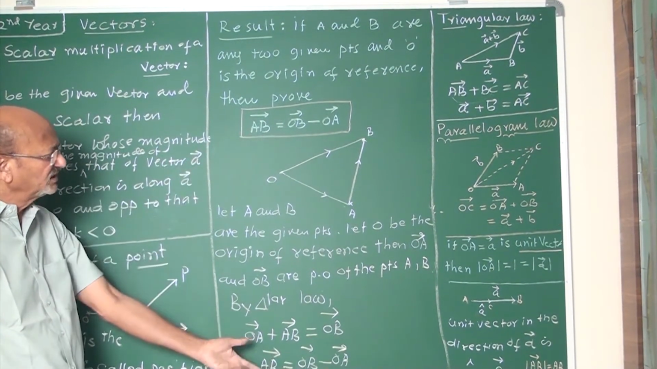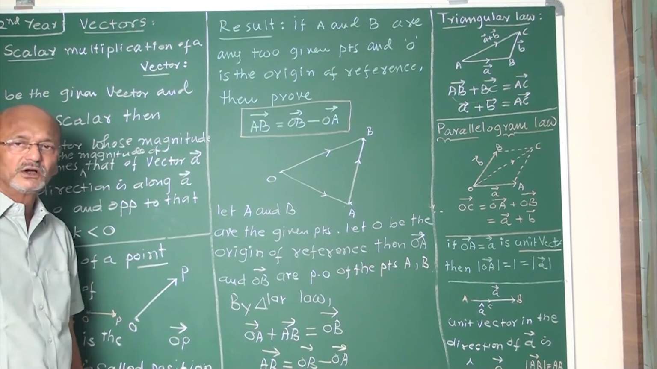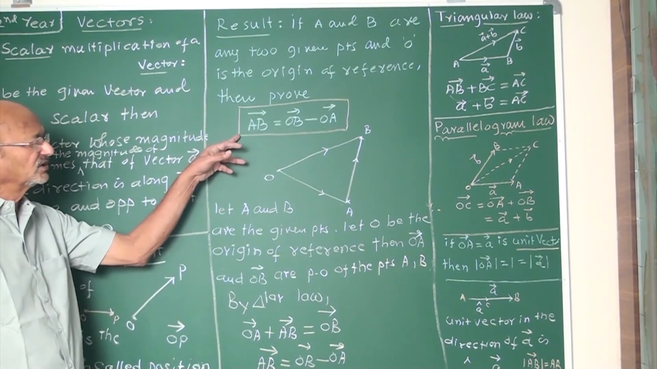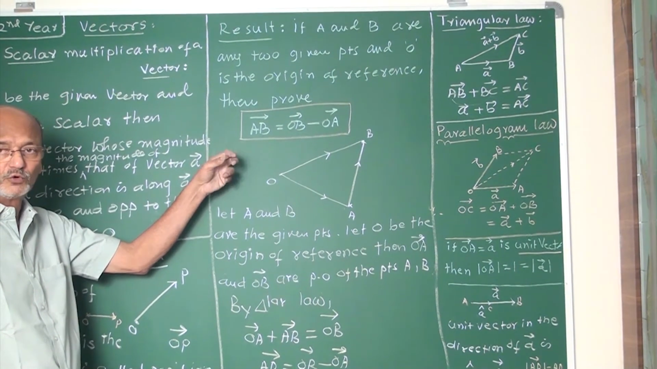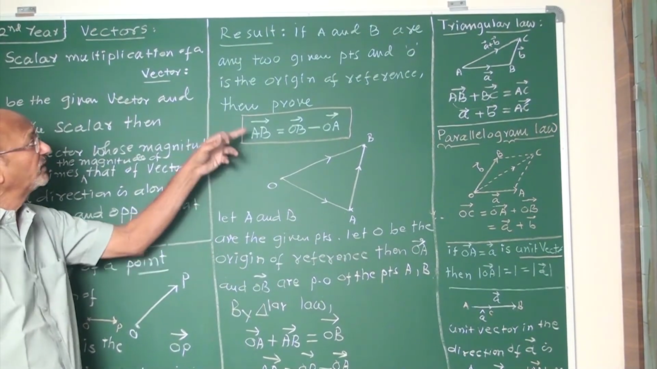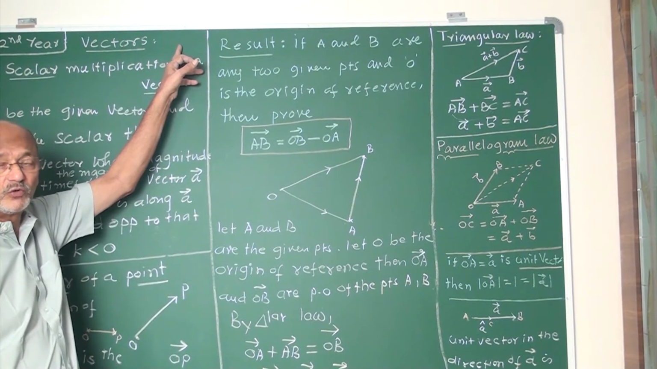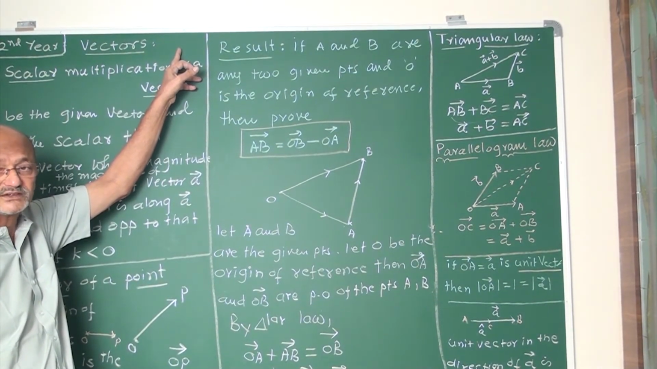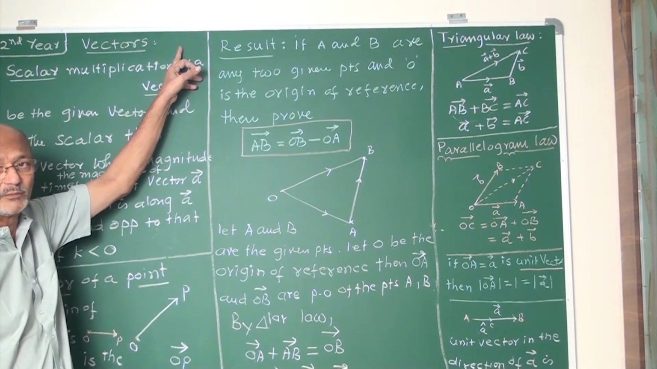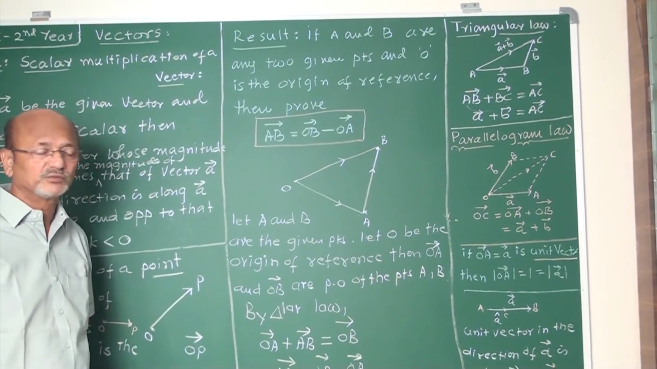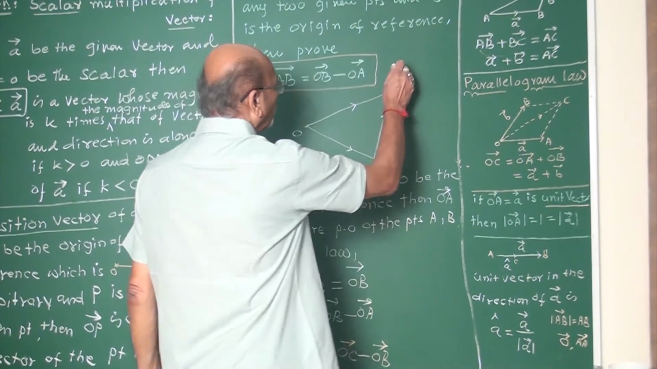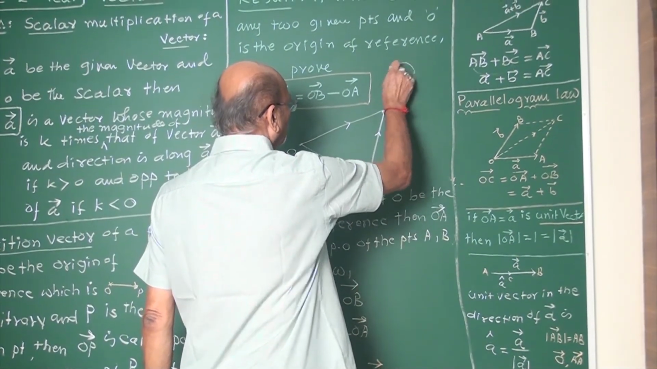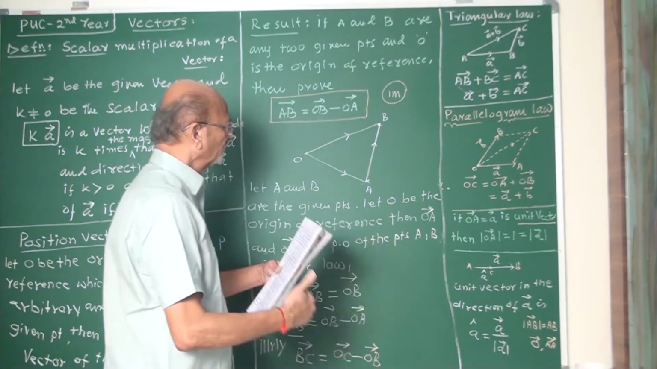Even this result they may ask for the board exam under a 1 mark question. I told you that on vectors you have 1 mark, 1 example; 2 mark, 2 examples; and 3 mark, 2 examples, totally 11 marks. So they may ask this under a 1 mark question.